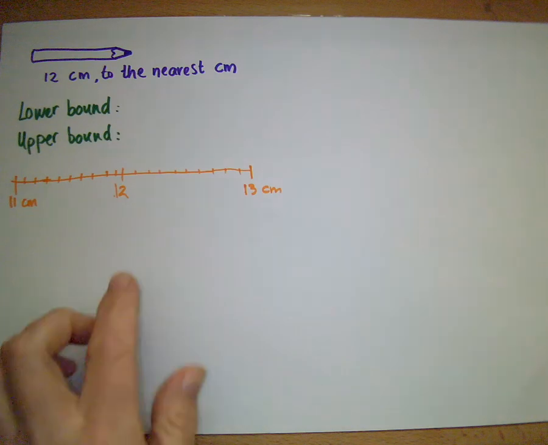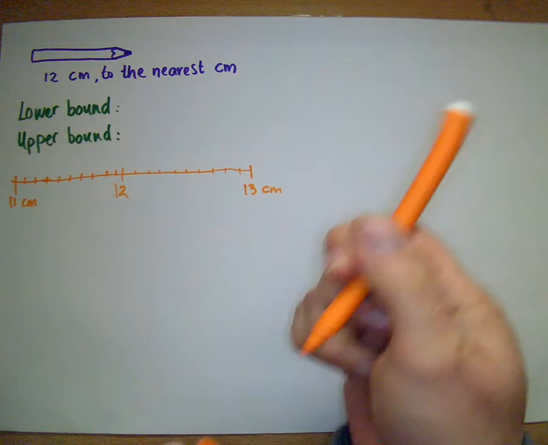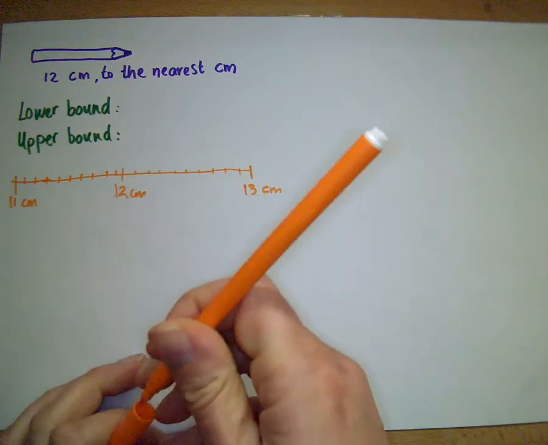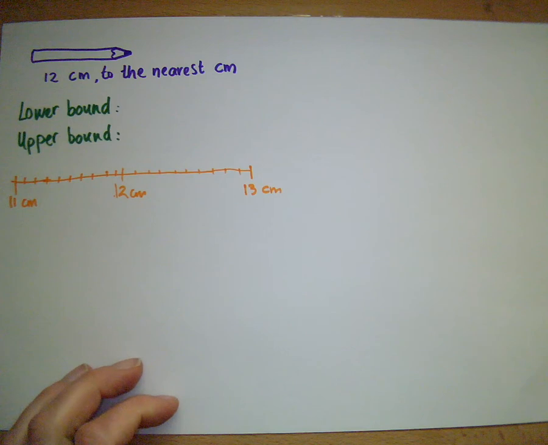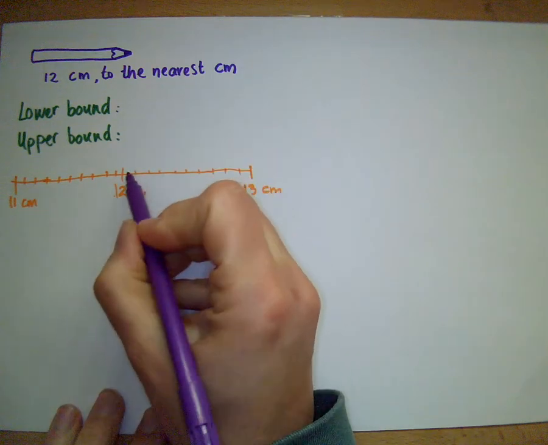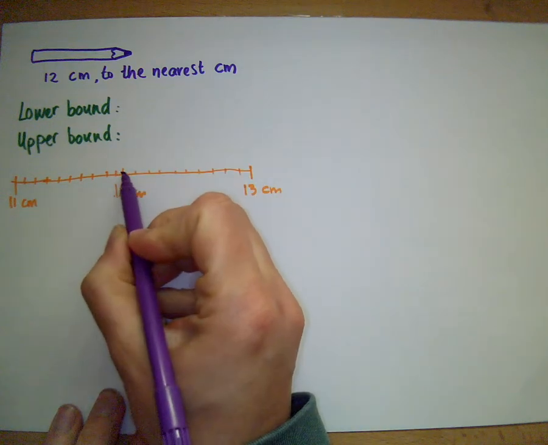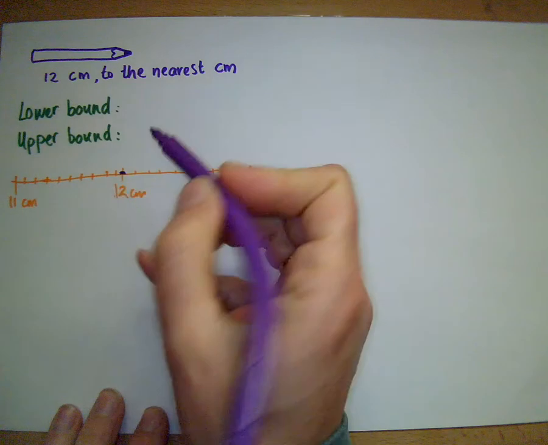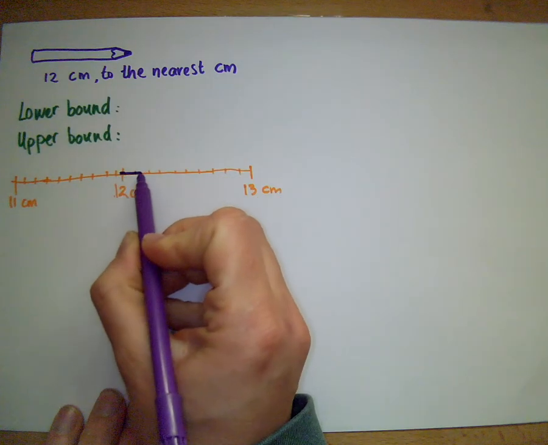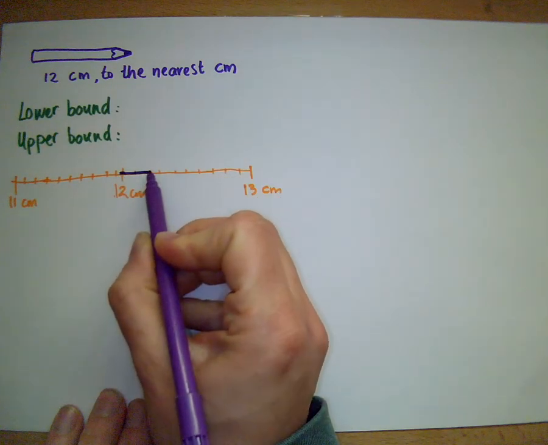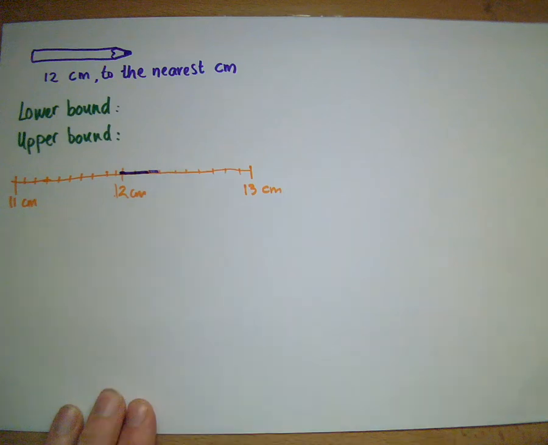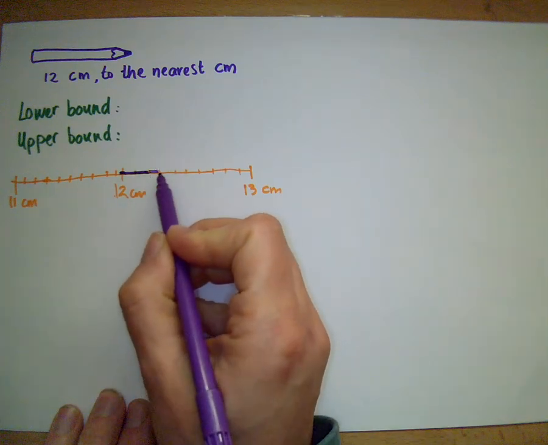But if I tell you my pencil is 12 centimeters to the nearest centimeter, I'm going to color in the actual lengths that this pencil could have. If this is 12.1, my pencil could also be 12.1 centimeters, right? It could also be 12.2, 12.3. It'd be nice if I'd used a lighter color.